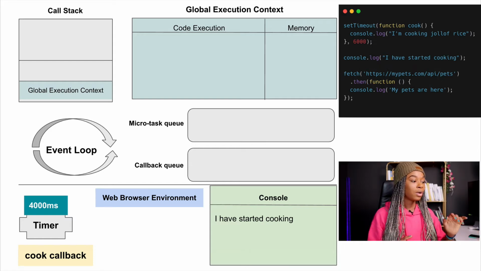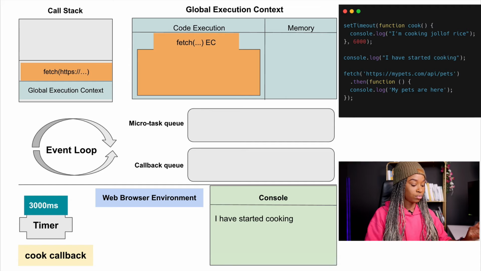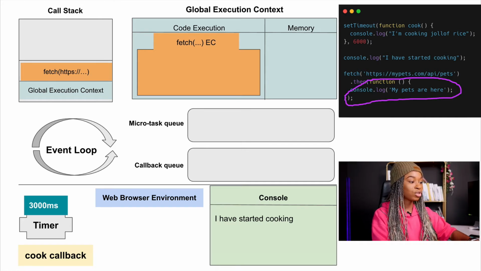Okay, now fetch is going to get pushed. Let me push it to the call stack. It gets pushed to the call stack. A brand new execution context gets created for it, and it immediately returns a promise object. Now we're not going to be looking at what's inside this promise object in this video, maybe in the next one. But this callback function here will be executed once the promise is resolved.